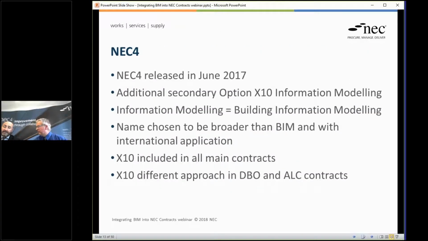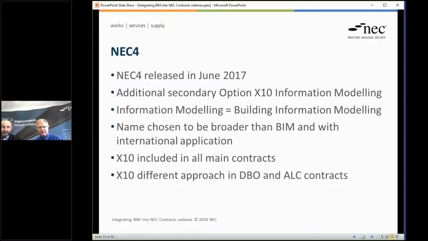Then, Ian, NEC4. NEC4, well, hopefully, as most of you are familiar with now, was released in June 2017. As part of the release, we introduced a new secondary option, X10 Information Modelling. Read that as building information modelling, but as we discussed already at some length, terminology is something that is an issue across the whole BIM arena.